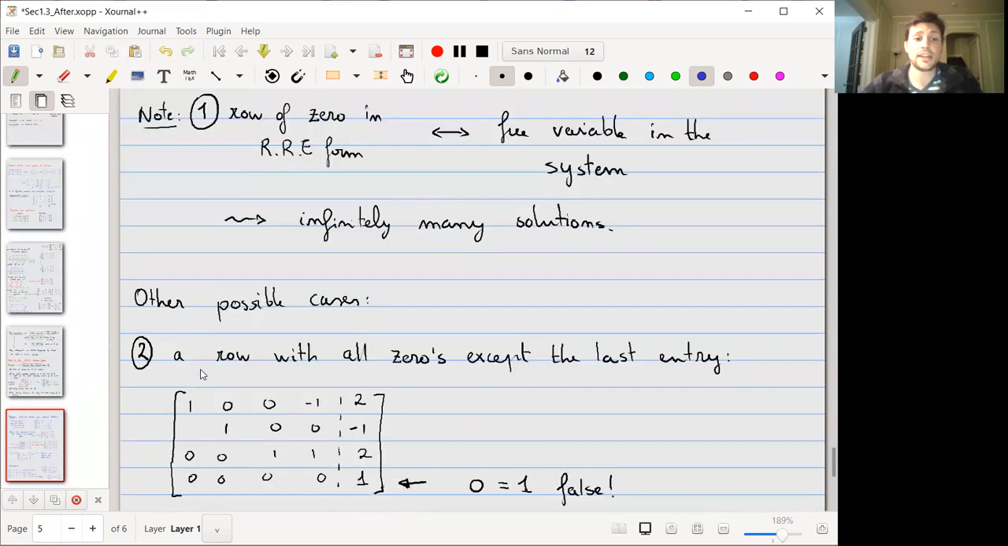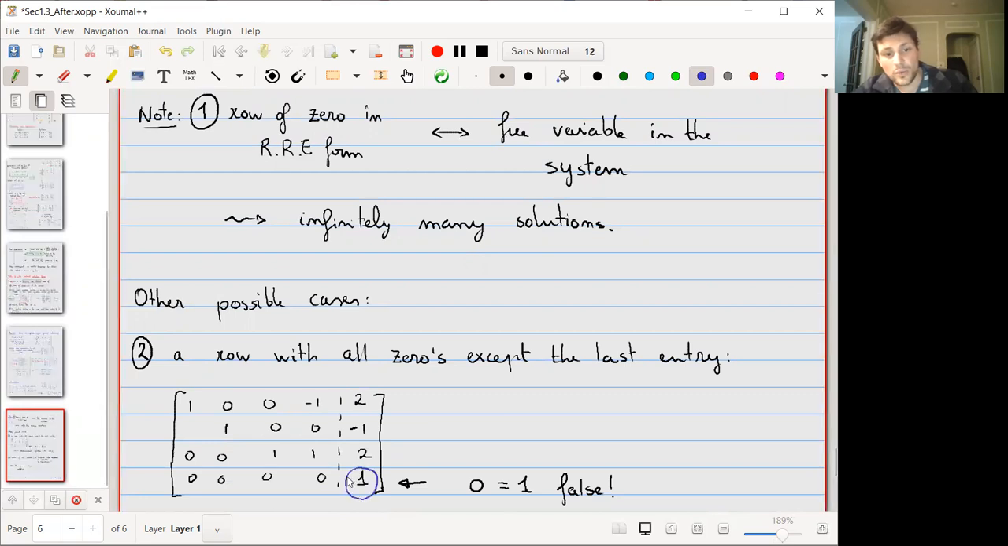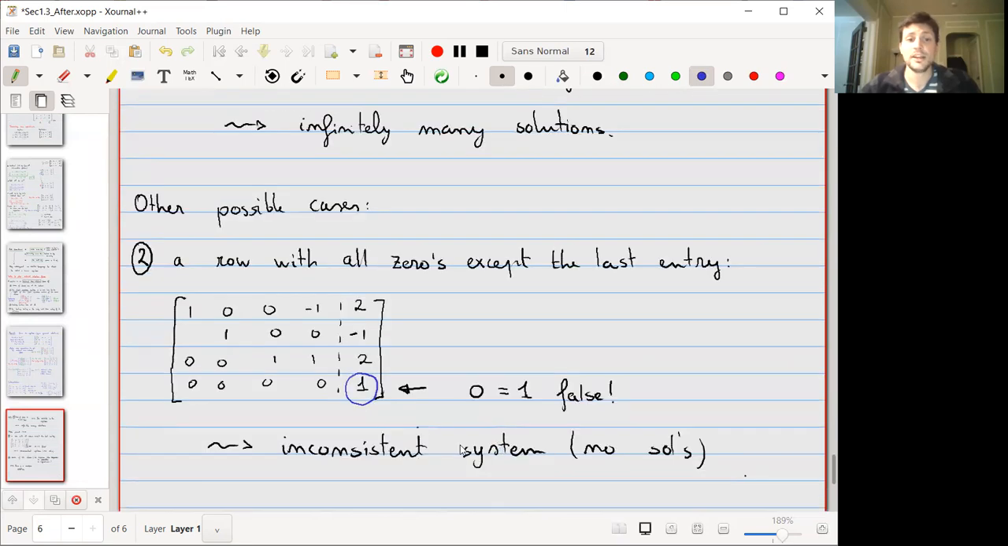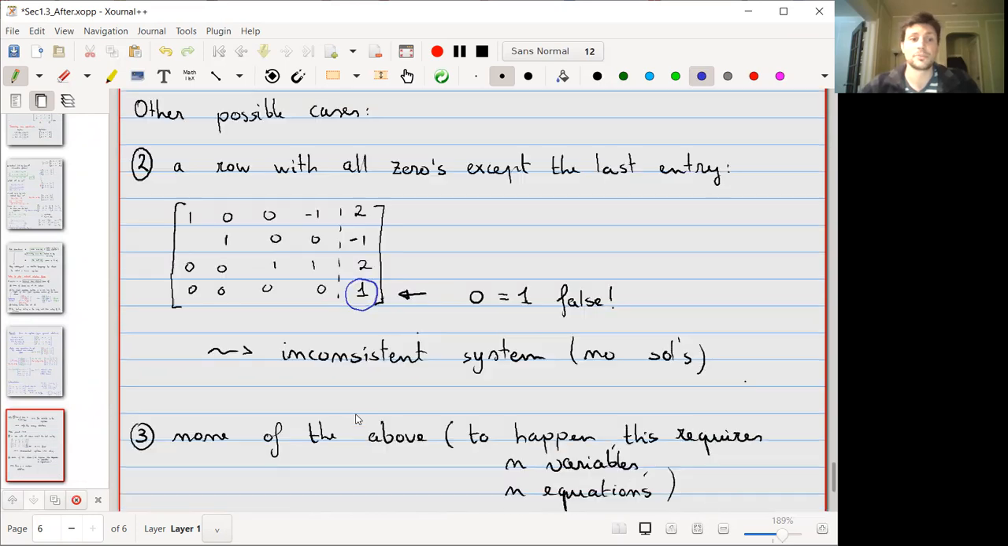Another possibility is that there is a row of zeros, except one of the entries is non-zero, the last one. If you have a row that is all zeros, but the last one is not 0, well, try to translate it into an equation. This equation here is 0x1 plus 0x2 plus 0x3 plus 0x4 equals 1. But that equation is 0 equals 1. It's false. Therefore, the system can never have a solution. This is the signature of an inconsistent system, a system with no solutions.